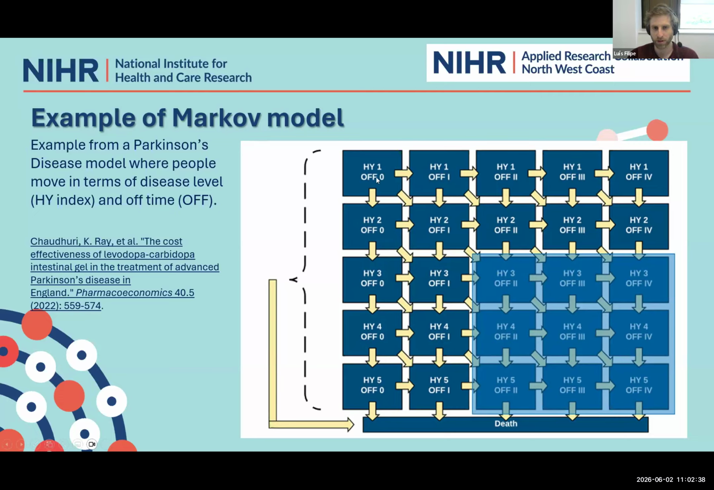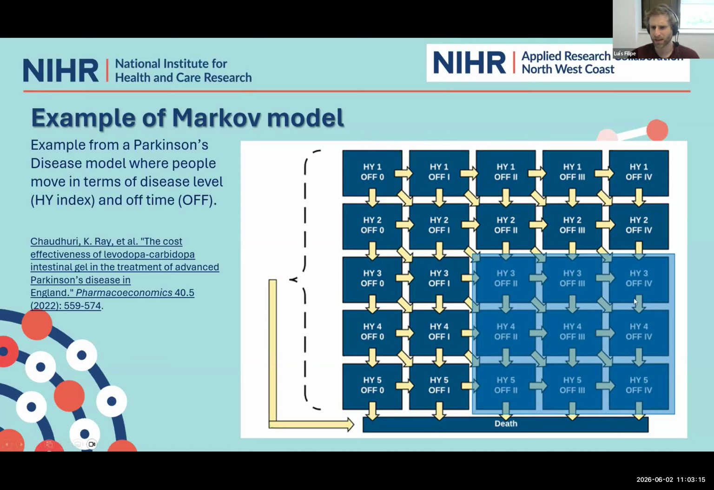So if not, let me just conclude this figure. It's just for you to see that in this case they can move in terms of off time, but they can also move in terms of the HY index, which is basically the severity of the disease in terms of progression. And yeah, you can move horizontally, you can move vertically, you can technically even move diagonally if the two of them are getting worse at the same time. So the HY index and the off time.